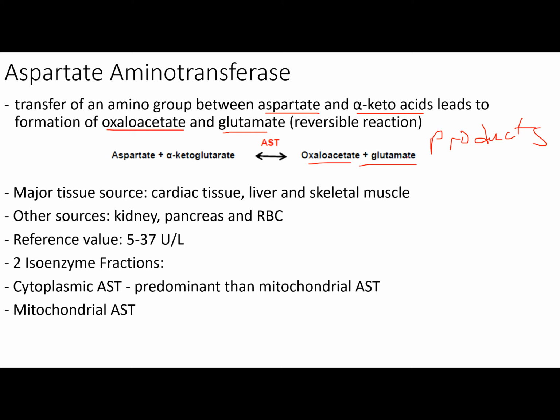It's oxaloacetate and glutamate. The major tissue sources, class, include cardiac tissue, liver, and skeletal muscle. Other sources include the kidney, the pancreas, and the RBC. Reference value is 5 to 37 U per liter. Then there are two isoenzyme fractions for AST, the cytoplasmic AST and the mitochondrial AST. Among the two, the predominant one is the cytoplasmic AST, meaning it is more abundant than mitochondrial AST.